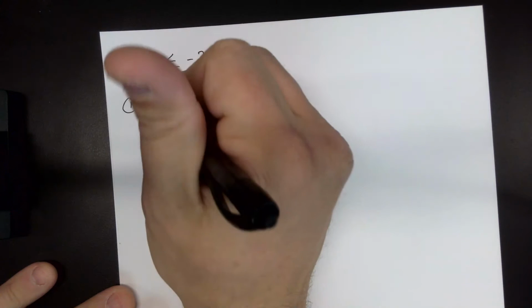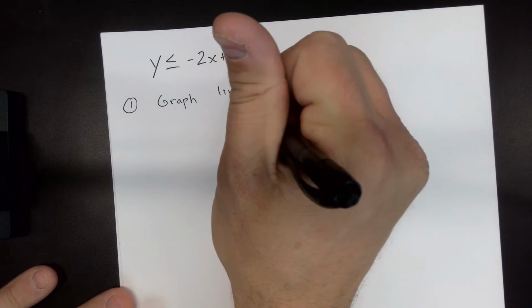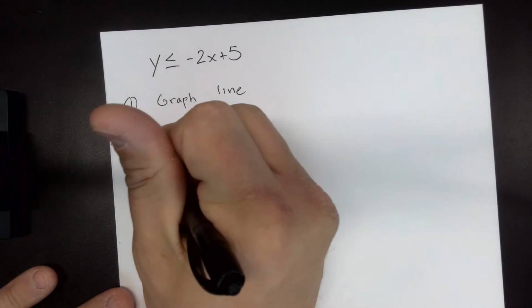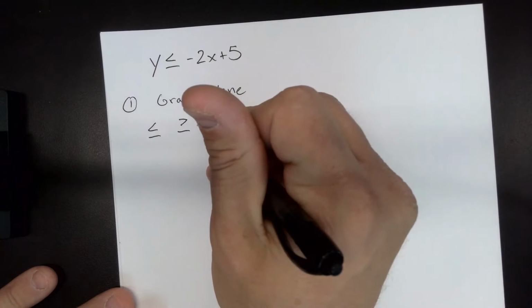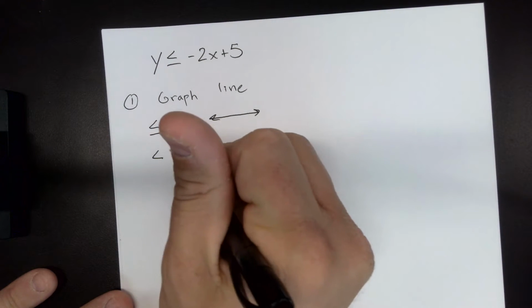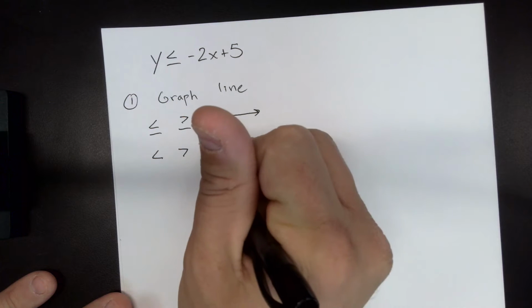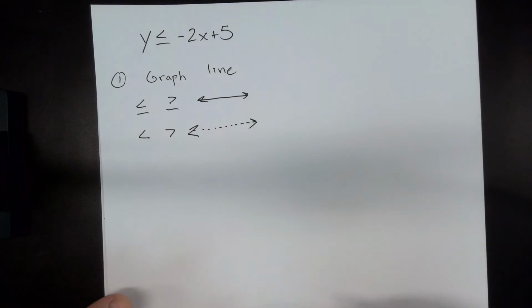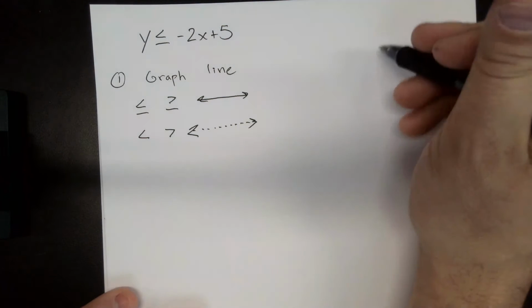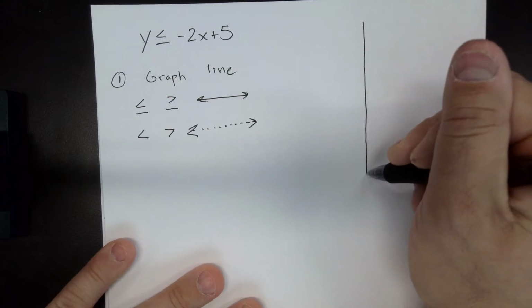Step number 1. Graph the line. If it's this or this, it's a solid line. If it's this or this, it's a dotted line. Okay, so that's step number 1. I want everything on this problem written down.